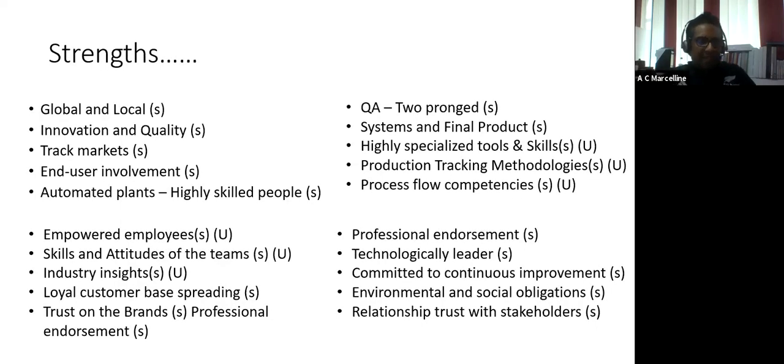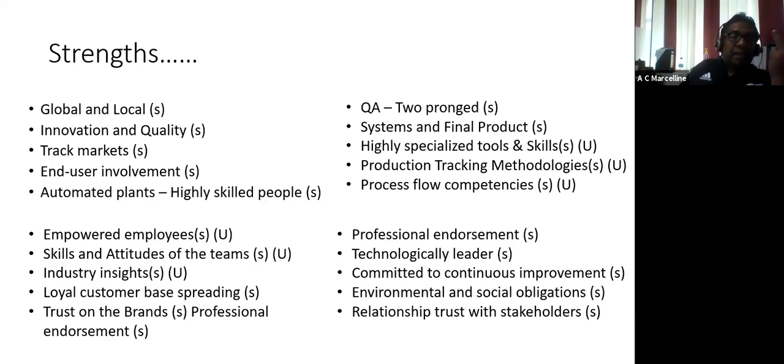Okay, then up to now in the case, when you look at it, you could see so many skills, so many strengths coming up. So I try to summarize everything together, their strengths up to that particular point of the case. So they are global and local. That means that even if there is a market loss in the global arena, they could cover it up with the local arena. So they have two markets to go on with.